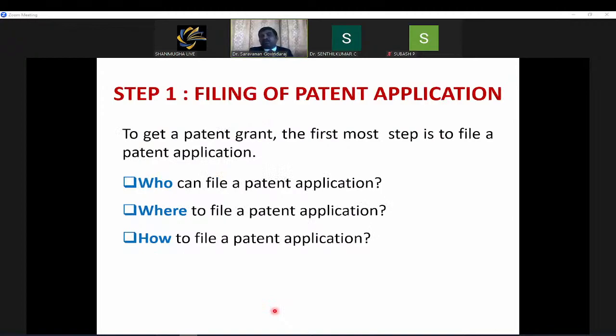Elaborately, we can discuss one by one. Step 1, we need to file an application. Can I directly go and file an application? If I want to file an application, where should I go and file? And how can I file a patent application? These three things will come to our mind: who, where, and how.